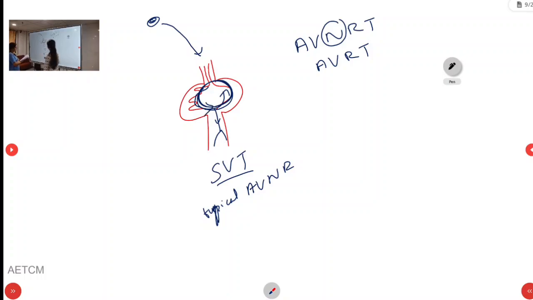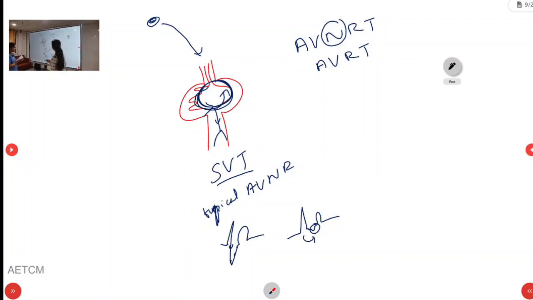So what will happen when you look at the ECG? We will be seeing a narrow QRS with a T wave. Okay. And where will you see the P wave? Either you won't see a P wave or it will be inside the QRS. Okay. That is typical. Sometimes you will see a T wave and a P wave which is far from the QRS. This is called an atypical AVNRT.